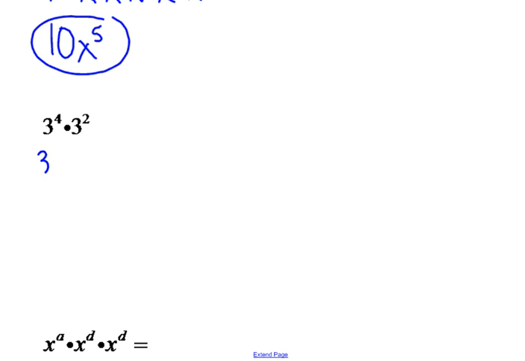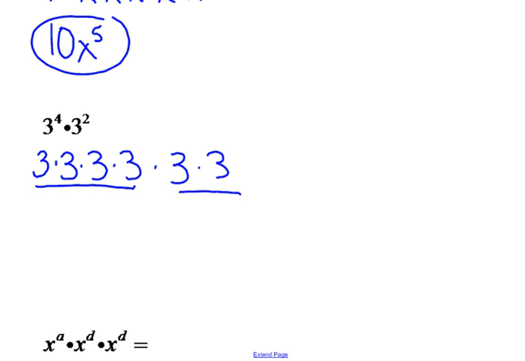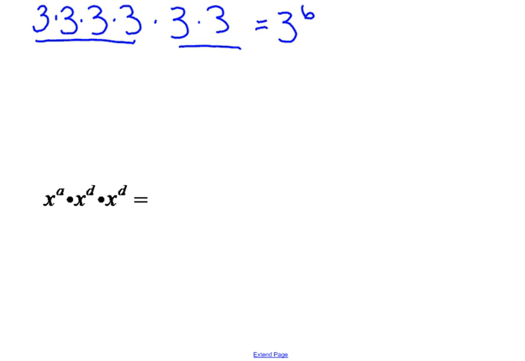Let's write it out in expanded form just to check. 3 times 3 times 3 times 3 is 3 to the 4th, times 3 squared is 3 times 3, so that gives us 3 to the 6th. You notice our base doesn't change. The only thing that's changing is our exponents. 4 plus 2 gave us 6.